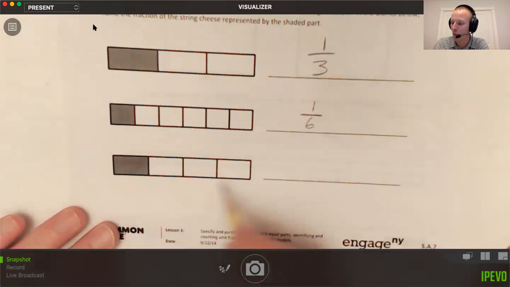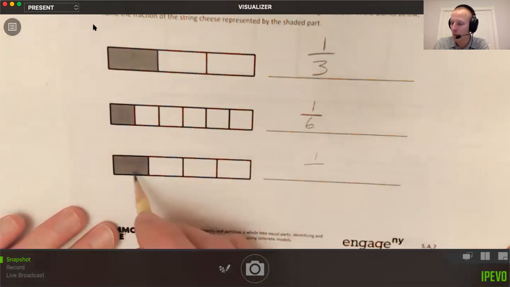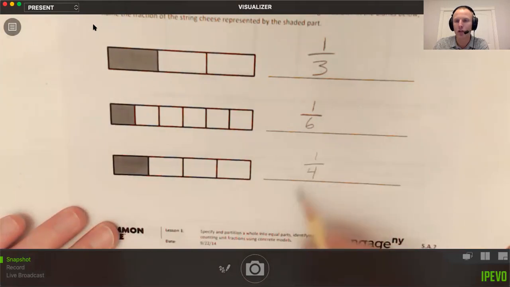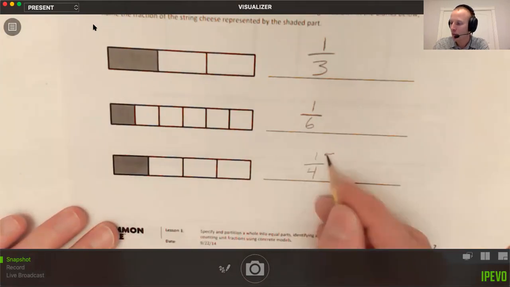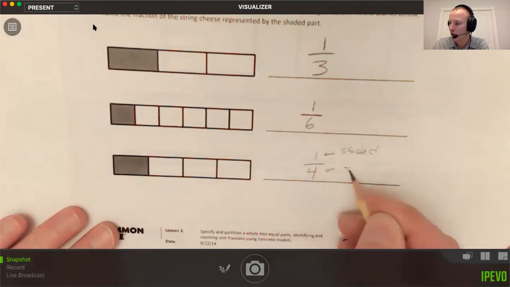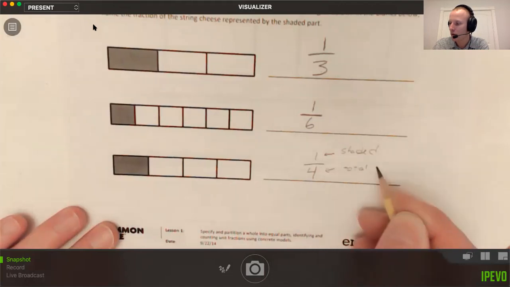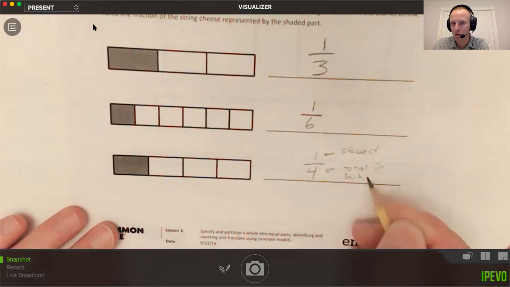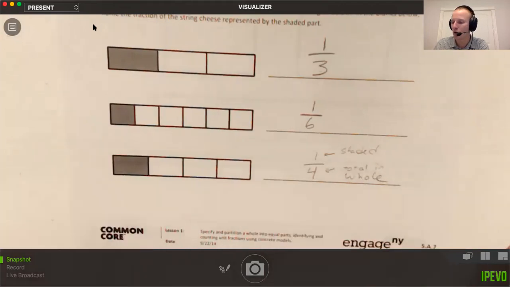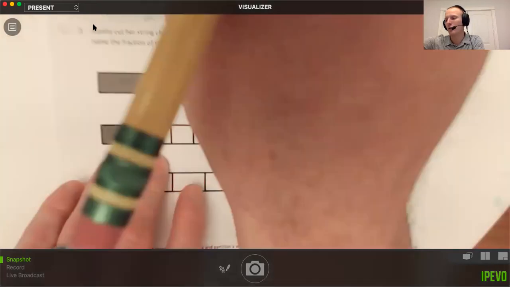And lastly, we have 1 shaded part out of a possible 4. There are 4 things in the whole. 1 of them is shaded. So shaded, total in the whole. All right, that's how we are determining our fraction here. Let's flip over and see what we have on the back here.